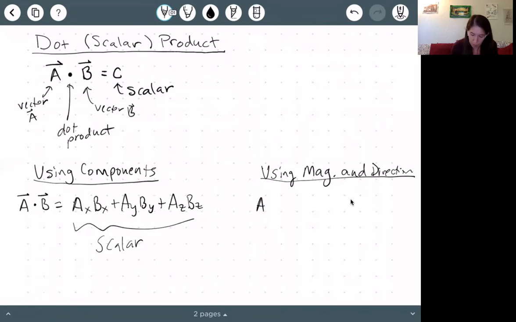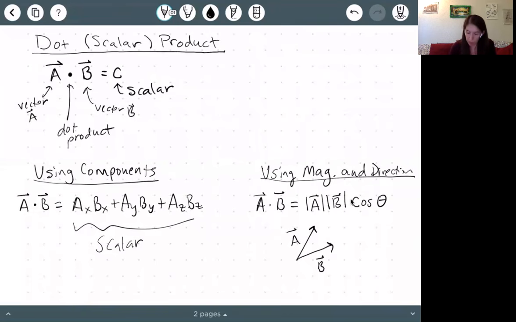Alternatively, we could compute A dot B if we're given their magnitudes and direction. And this is the magnitude of A times the magnitude of B times cosine of theta, where theta is the angle between A and B. And what do I mean by that? If this is A and this is B, and I draw them such that their tails are together, then this is the angle between vectors A and B.